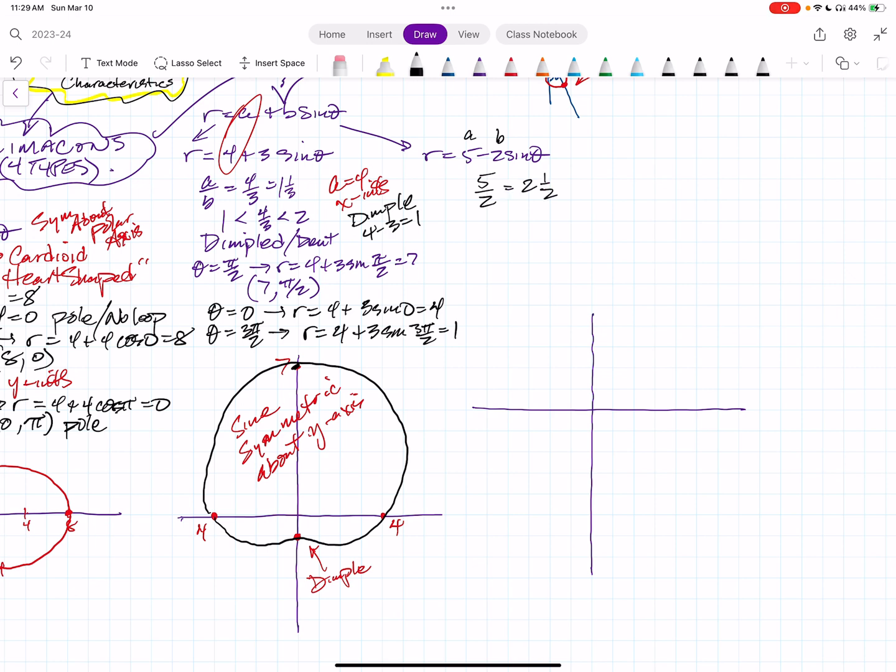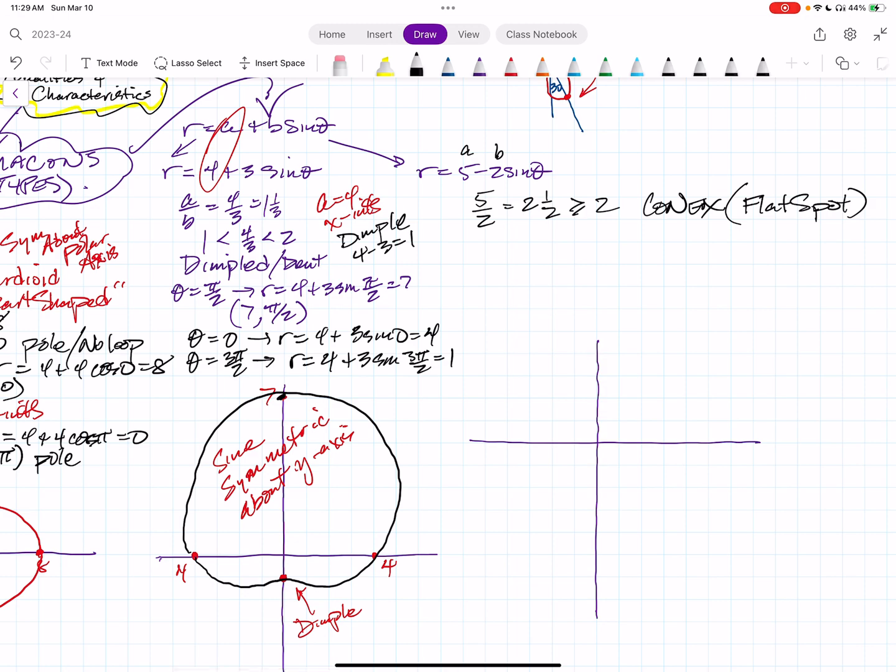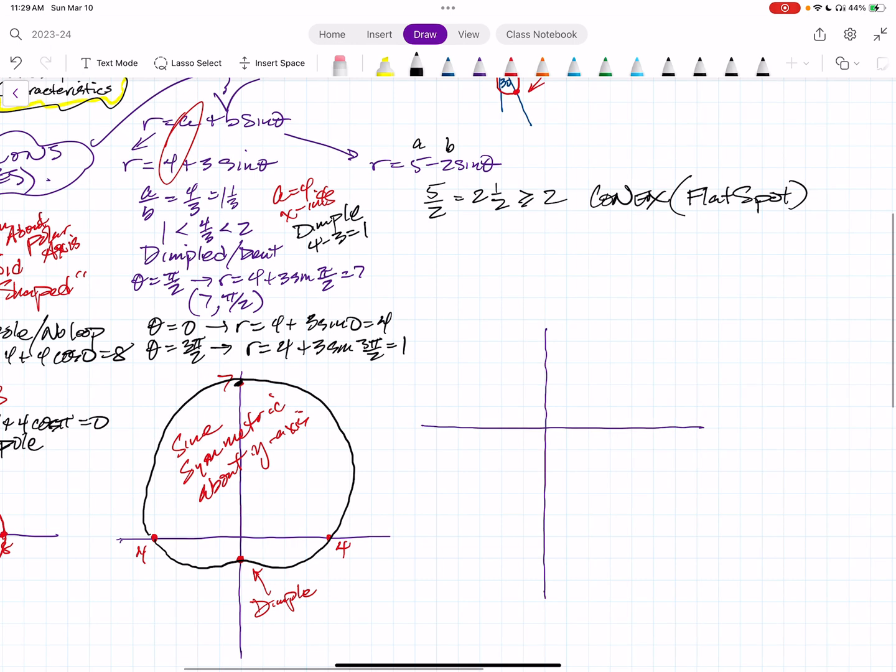That's equal to 2.5, and guess what? That's greater than or equal to 2, and that's my fourth case, and it's convex, and that means it's got this flat spot. So it's the opposite of concave. Dimples are concave. If the ratio of A to B is between 1 and 2, you have a concave situation, but we call that a dimple. If A divided by B is greater than or equal to 2, you have a convex limaçon with a flat spot. Now where is that?